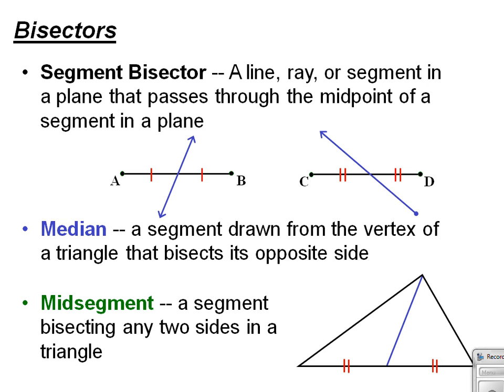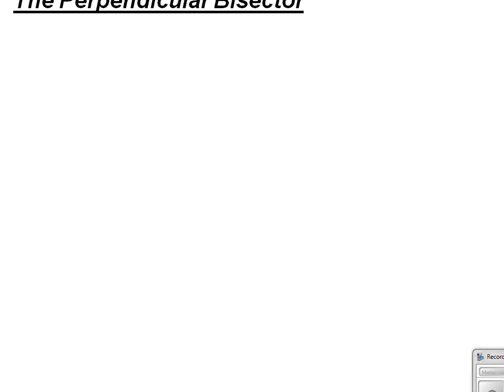Now, a midsegment is another special segment bisector that's actually a segment bisecting any two sides in the triangle. For example, if we draw a segment from one midpoint of one side of a triangle to the other midpoint of another side of the triangle, that is called a midsegment, where it bisects two sides in the triangle.